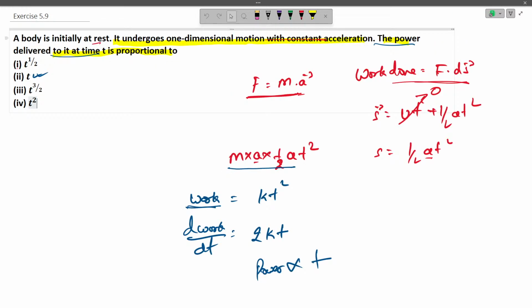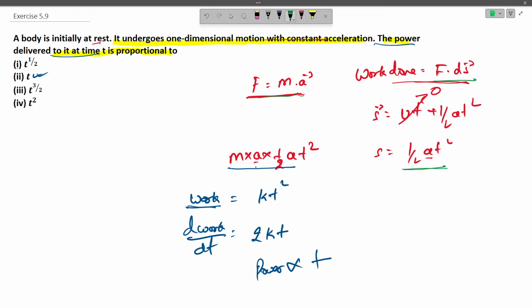A body is initially at rest. It undergoes one-dimensional motion with constant acceleration. The power delivered to it at time t is proportional to what? We know that power is the derivative of work done with respect to time. So let us first find the expression for work done. Work done is equal to force times displacement, so work done is F dot S, where S is half a t square, since its initial velocity is 0. Now we multiply this with mass times acceleration.